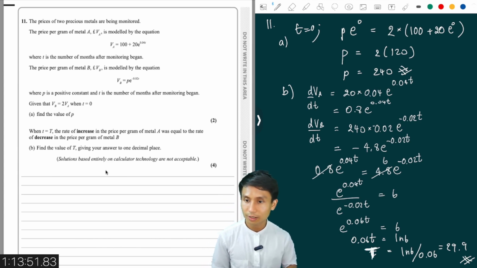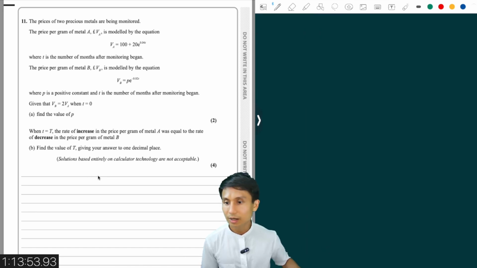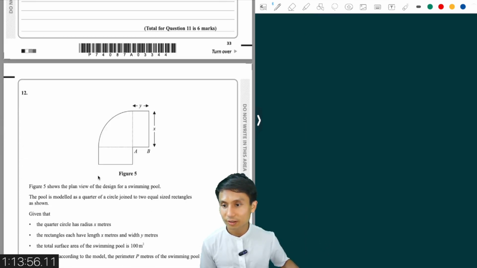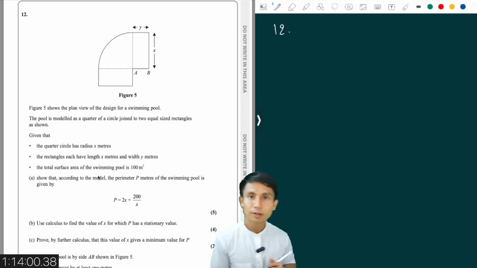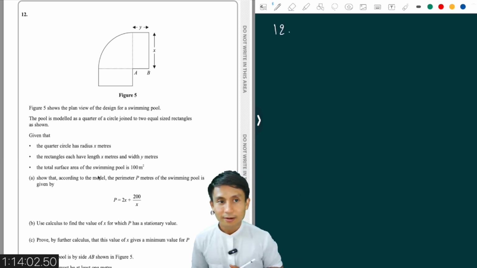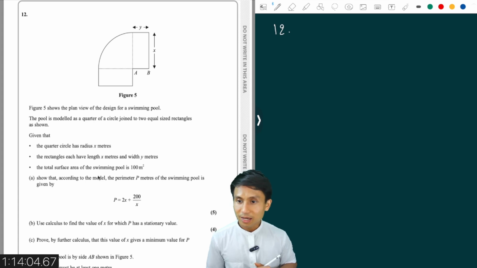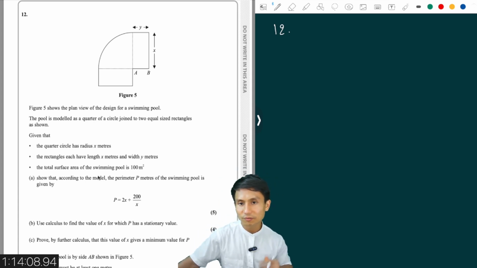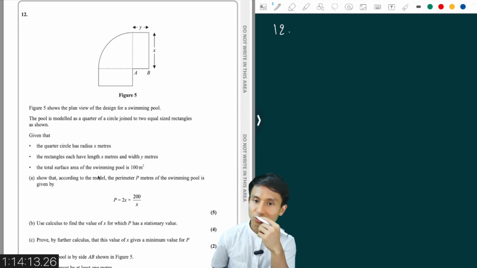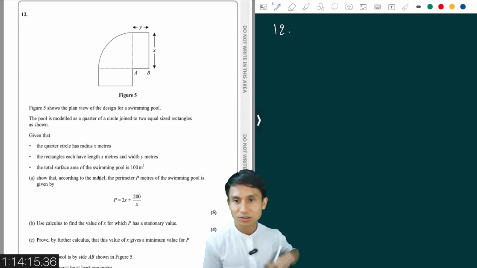Okay, I'm done. Number 12. Okay, we have time. Figure 5 shows the plan view of the design for the swimming pool. The pool is modeled as a quarter of a circle joined to 2 equal-sized rectangles as shown.